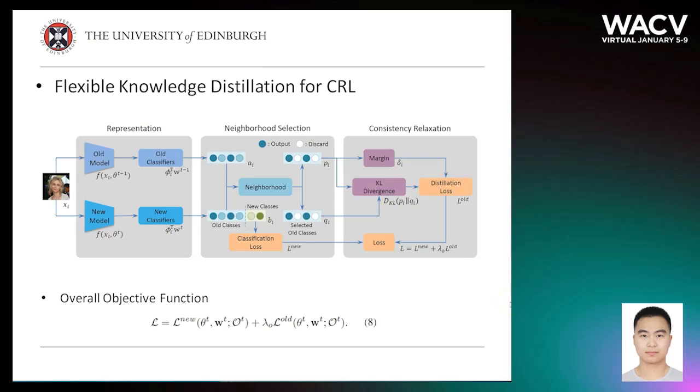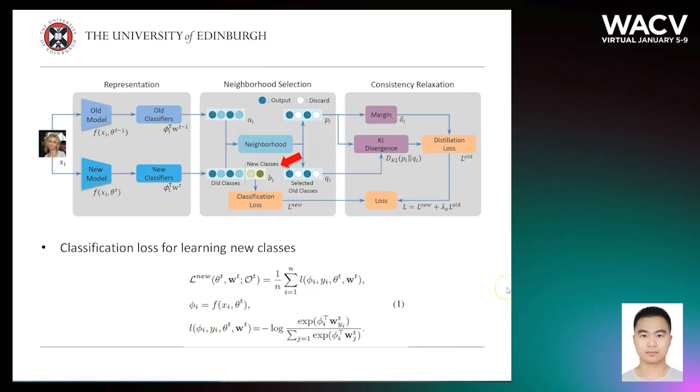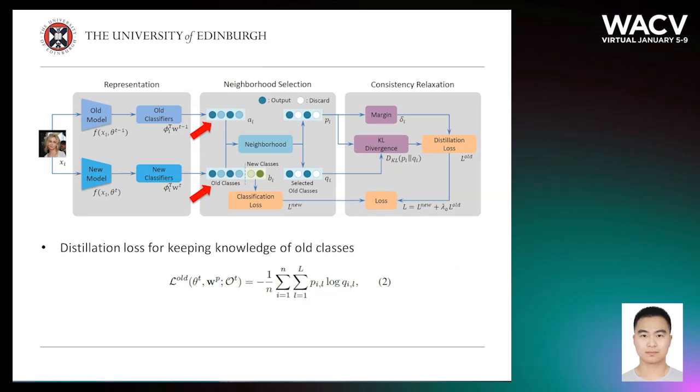Given the training data and the old model, the overall objective function to train the model includes the classification loss on new classes and the distillation loss on old classes. The classification loss is the traditional cross-entropy loss, which is calculated on the outputs or the logits of new classes. The distillation loss is the cross-entropy between the outputs of old and new models.